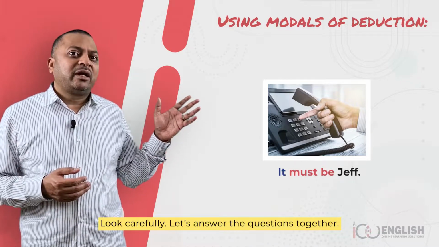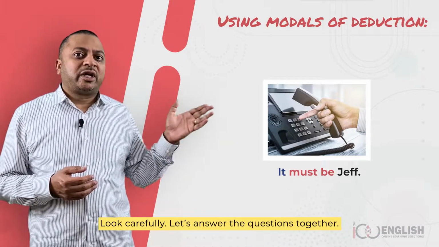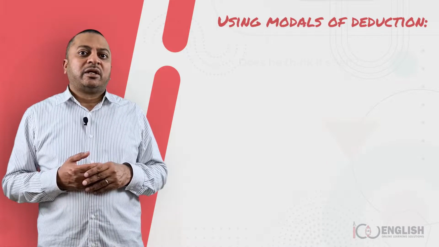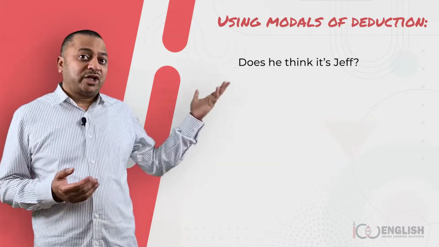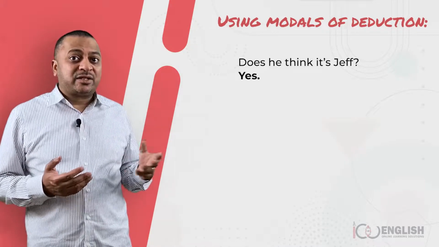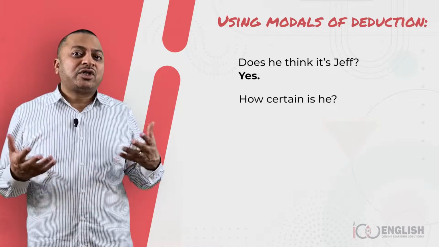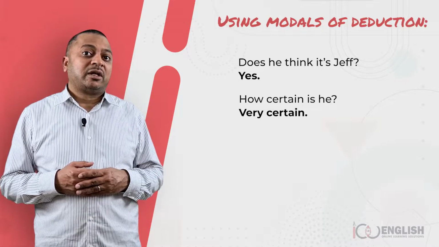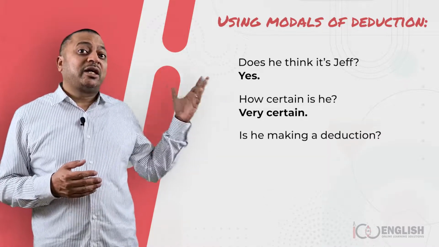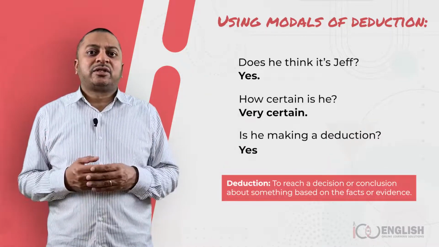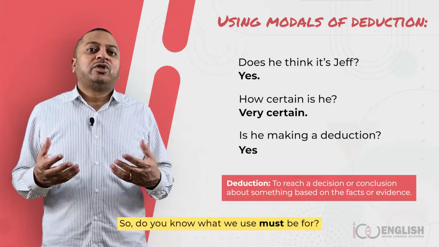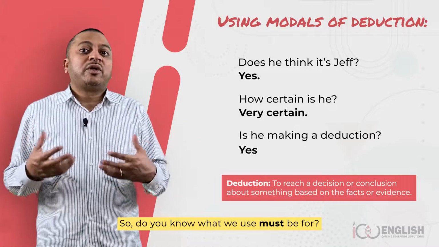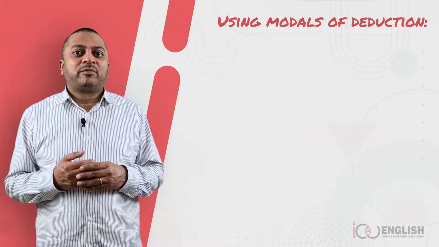Look carefully and let's answer the questions together. Does he think it's Jeff? Yes. How certain is he? Very certain. Is he making a deduction? Yes. So, do you know what we use must be for?